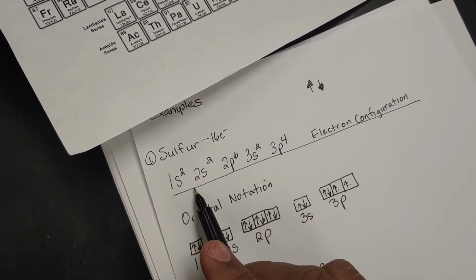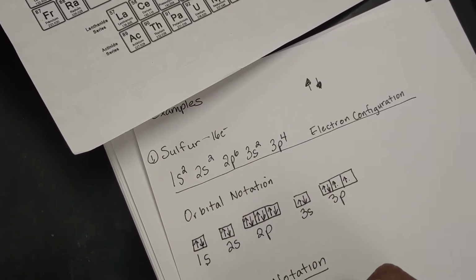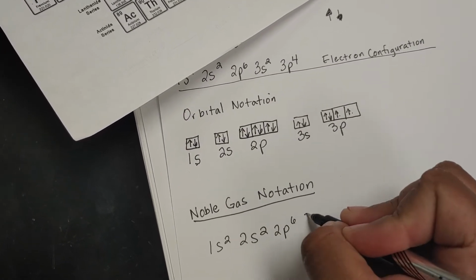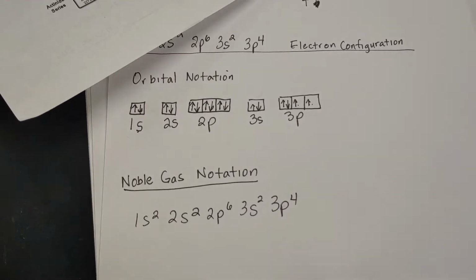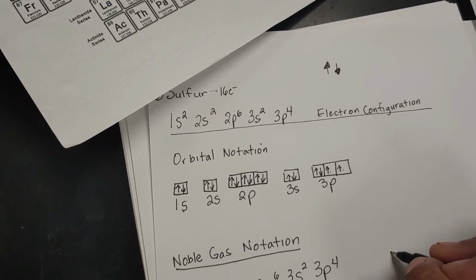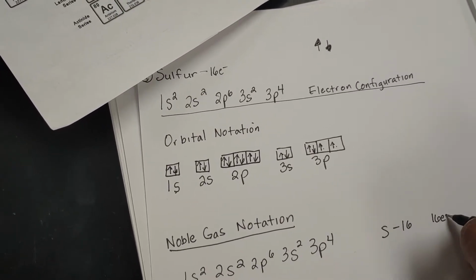So here's a configuration for sulfur. I'm going to write it over here again: 1s2, 2s2, 2p6, 3s2, 3p4. Okay, so this is my example for sulfur, and sulfur is element 16, so it has 16 electrons.